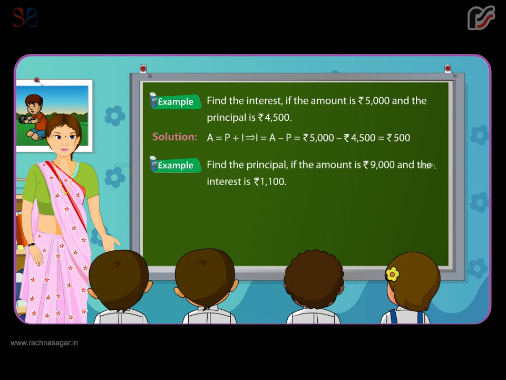Example: find the principal if the amount is 9,000 rupees and the interest is 1,100 rupees. Solution: P is equal to A minus I is equal to 9,000 rupees minus 1,100 rupees is equal to 7,900 rupees.